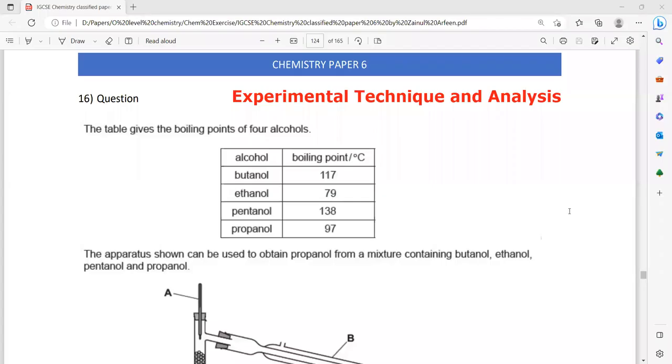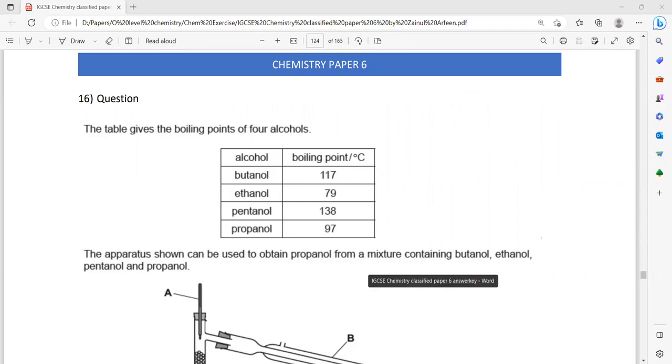So, classified Paper 6, experimental technique and analysis questions. We solved till question 15, so from 16 onward we'll solve today. The table gives four different alcohols: butanol, ethanol, pentanol, and propanol. Because they have the common functional group, that is OH, the name ends in -ol.